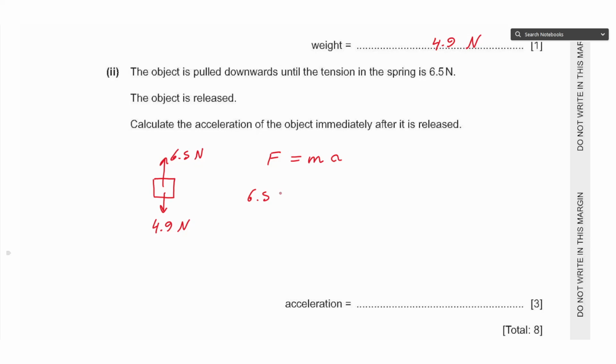Using the equation F equals ma, F is the resultant force, so we use 6.5 as the force with motion minus 4.9, which is a force against the motion, equal to the mass, which was given, 0.50, multiplied by the unknown acceleration. Then we divide by 0.50 on the left side. That gives an answer of 3.2, and the unit for acceleration is meters per second squared.